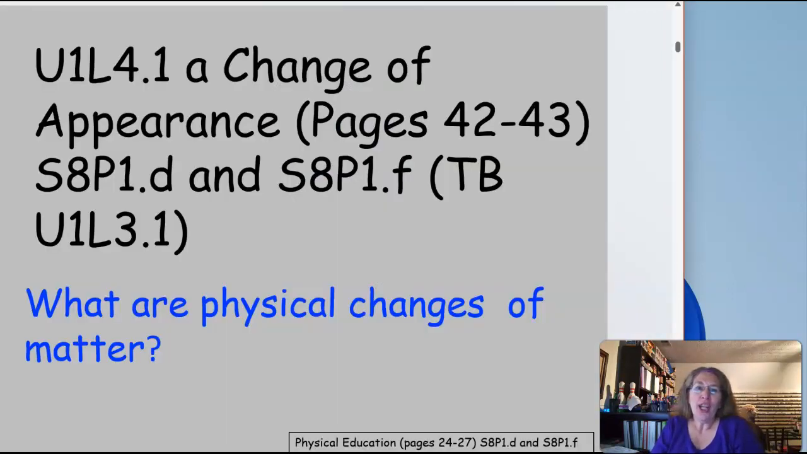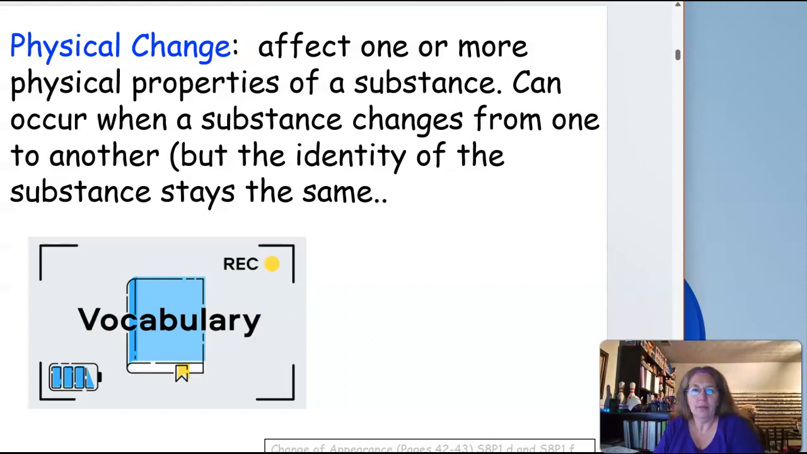4.1a is change of appearance. So it starts on page 42 of your textbook. So a physical change is a change in the shape or size of an object or substance without changing its identity.